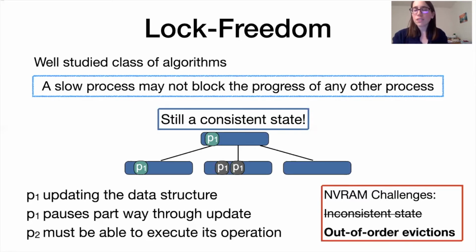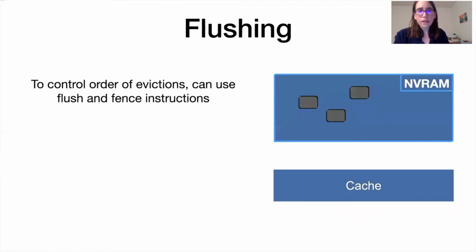However, we still have our problem of out-of-order evictions, and this is still a big problem for lock freedom as well. Most lock-free algorithms are designed assuming sequential consistency, and if that doesn't hold, then they break. So the tool that we have to fight out-of-order evictions is using explicit flush instructions. With explicit flush instructions, again, let's say that we have our 3 modifications on cache. We can execute a flush on a cache line, and that pushes that cache line from cache to memory, which is great. This is what we want.